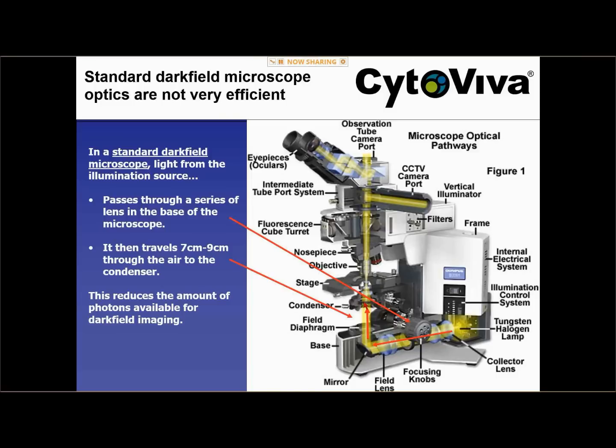And because the dark field condenser itself uses an annulus to create a hollow cone of light, there's a very small area for the photons to actually be focused on the dark field condenser. As a result, this reduces the total amount of photons that are available for dark field imaging, makes it difficult to utilize, and is just not very efficient.